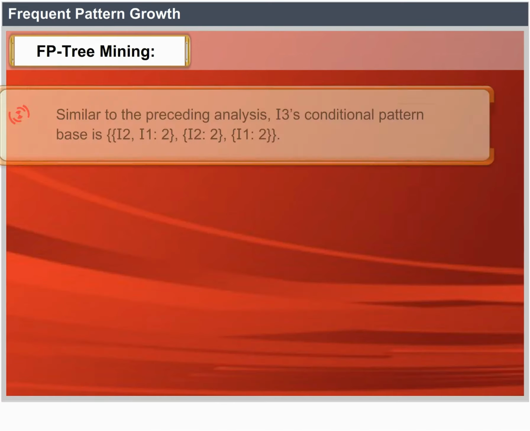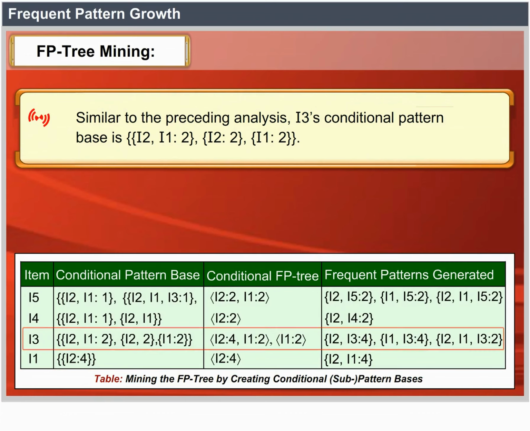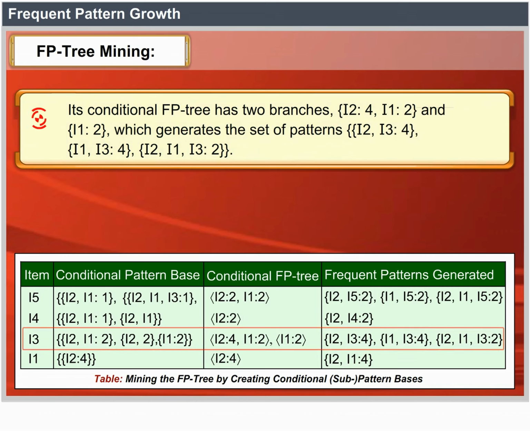Similar to the preceding analysis, I3's conditional pattern base is I2, I1 support count 2, I2 support count 2, I1 support count 2. Its conditional FP tree has two branches, I2 support count 4, I1 support count 2, and I1 support count 2, which generates the set of patterns I2, I3 support count 4, I1, I3 support count 4, I2, I1, I3 support count 2.